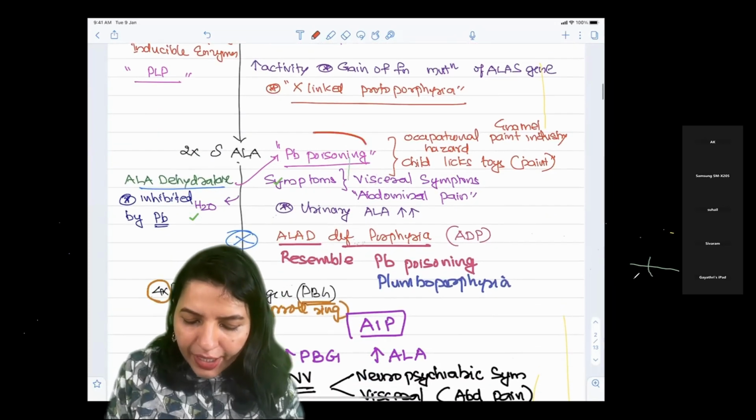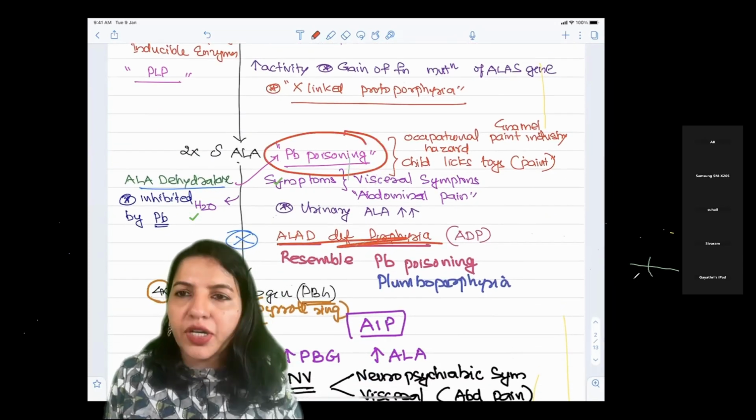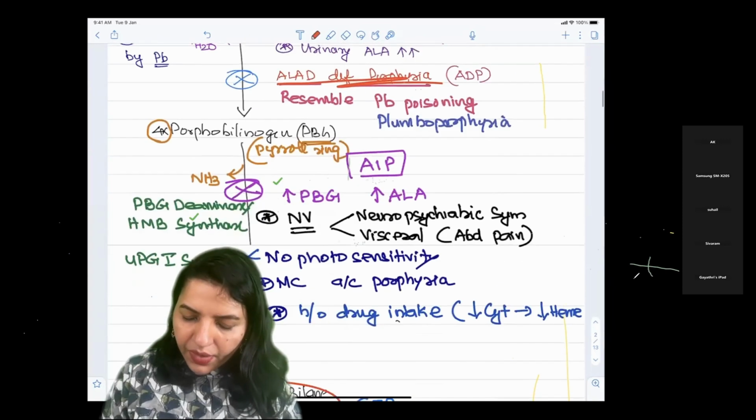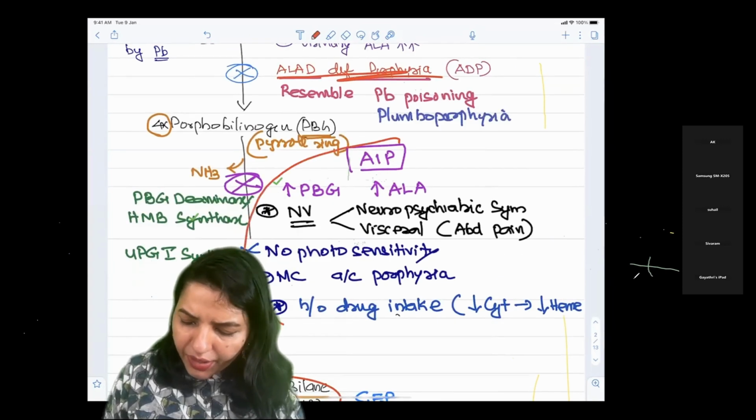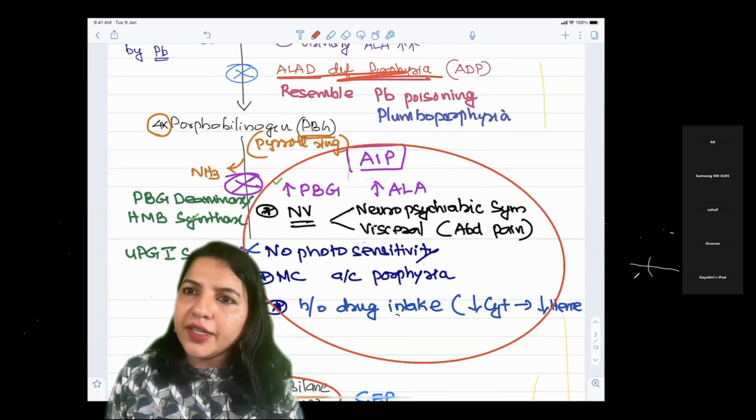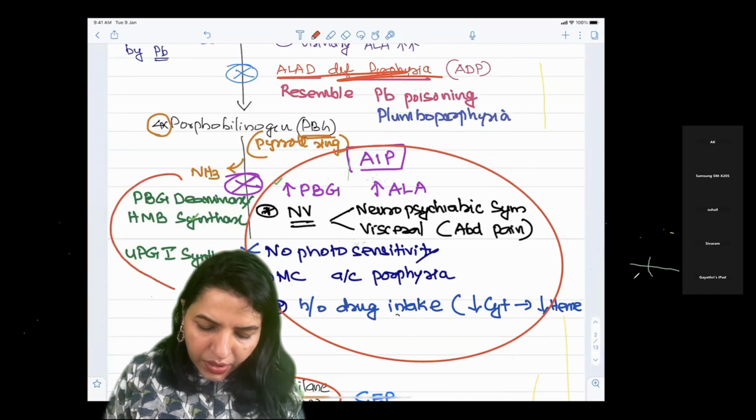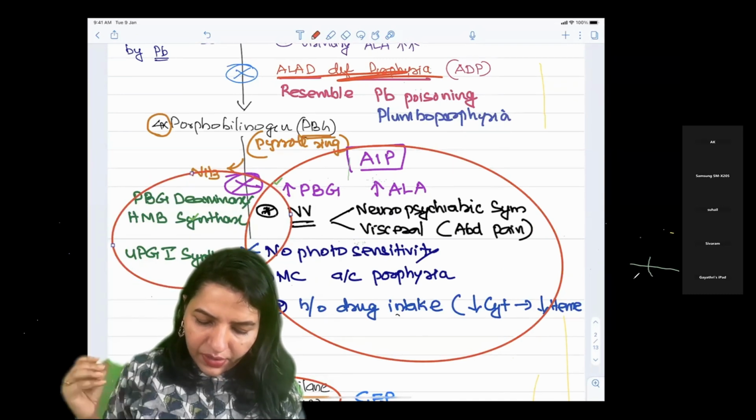Then lead poisoning. It is not ALAD that you have to learn here. What you have to learn here is lead poisoning. Then very, very important, acute intermittent porphyria. You can get a scenario based on acute intermittent porphyria. So please do learn the names of these enzymes as well.